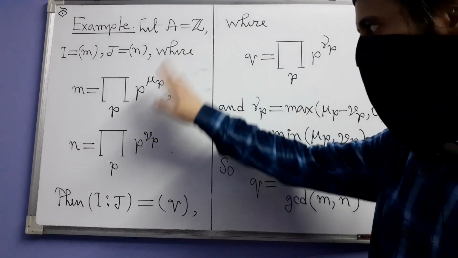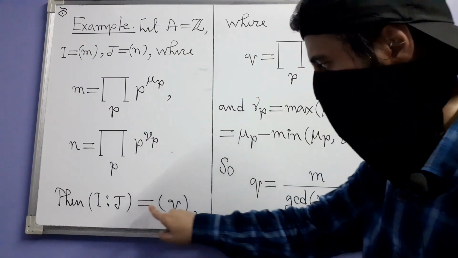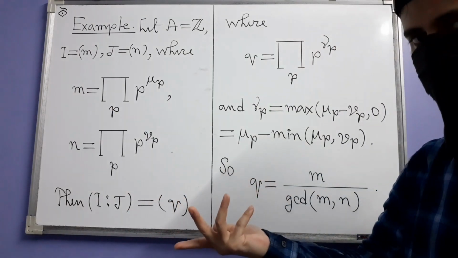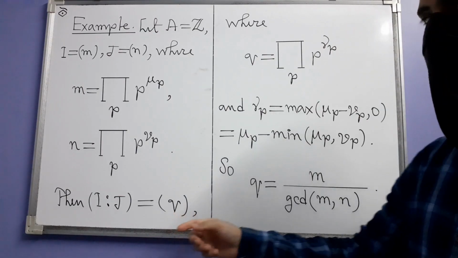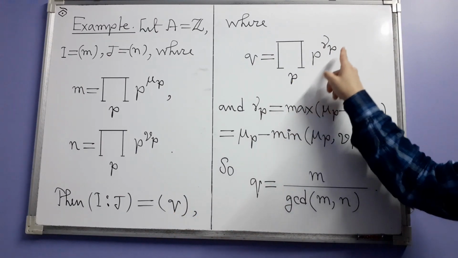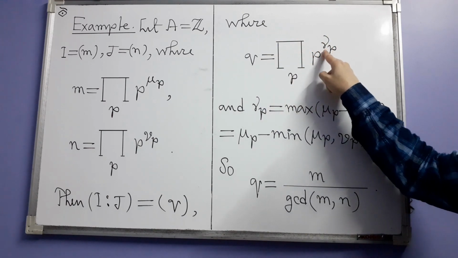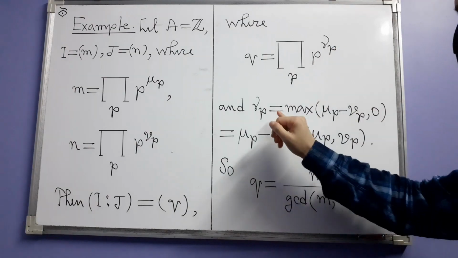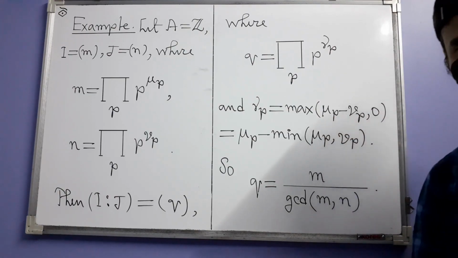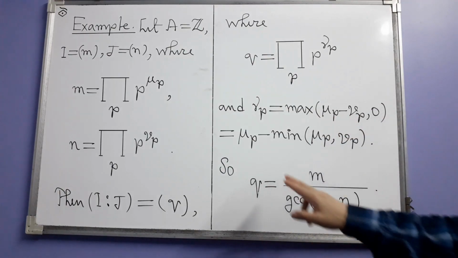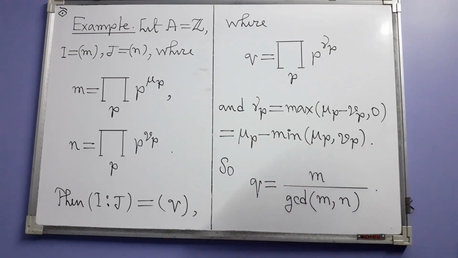Alright, so with all these things, now the claim is that the ideal quotient of I and J is again an ideal, so it will also be a principal ideal generated by q, where q is this integer which has this prime factorization. This time the exponent of the prime p is gamma p. But what is gamma p? Gamma p is the maximum of mu p minus nu p and 0, which also turns out to be equal to mu p minus the minimum of mu p and nu p.